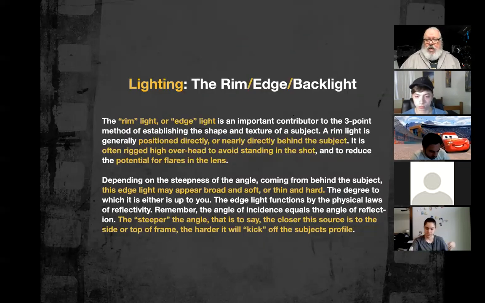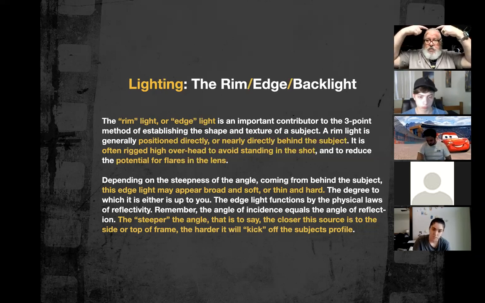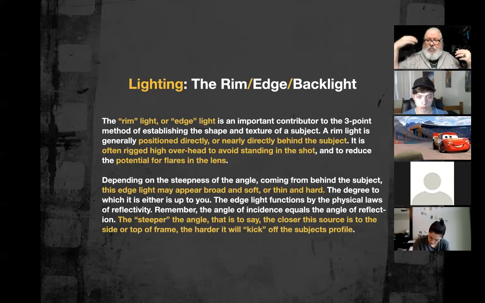All right, the rim or the edge light. The rim light, edge light, it also goes by the term kicker or cheeker, right? This is an important contributor to the 3-point established lighting scheme. It shows texture and shape of the subject, not like the key light, but it kind of defines the full profile of a character against the background. And the key phrase here is against the background. So what a rim light is really doing is creating separation between the shape of the subject in the foreground and whatever's happening in the background.